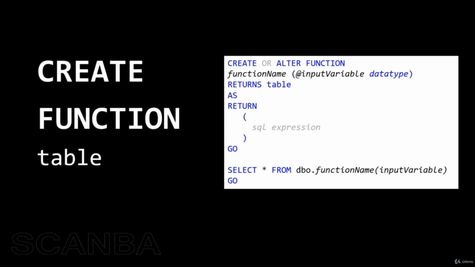Table custom function is similar to the scalar custom function. The only major difference is that it returns a table as an output. The SQL expression in the body of the table function has to be inside round brackets. We can retrieve data from the table custom function in the same way we work with tables using select operator. The simplest way to think of the table function is as a view with the parameter.